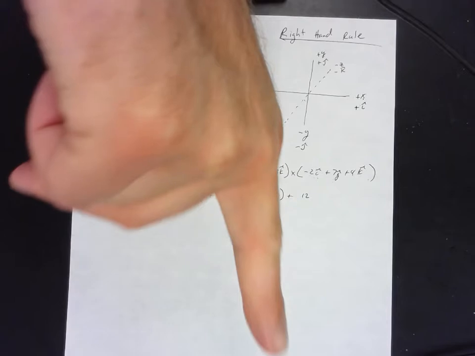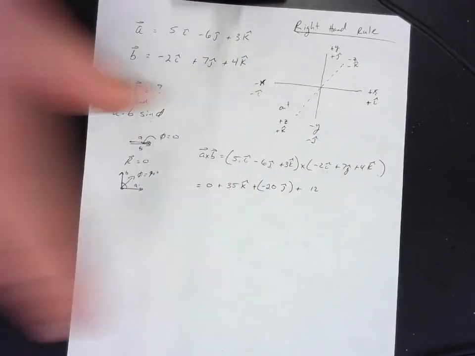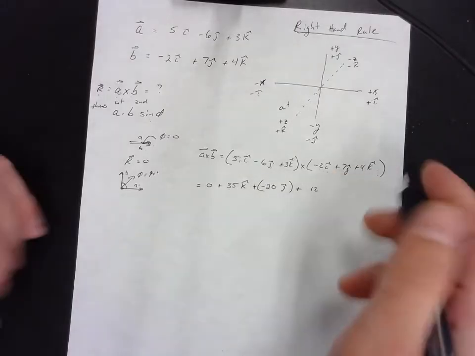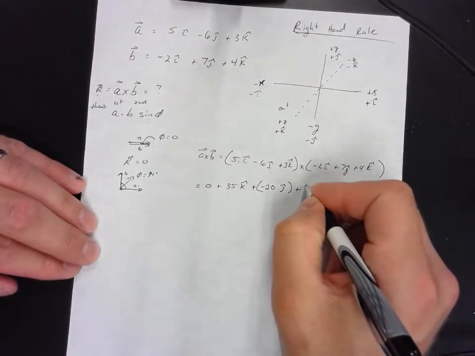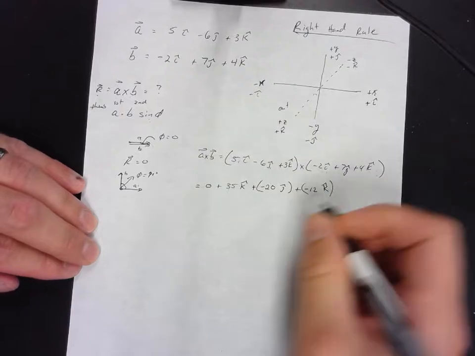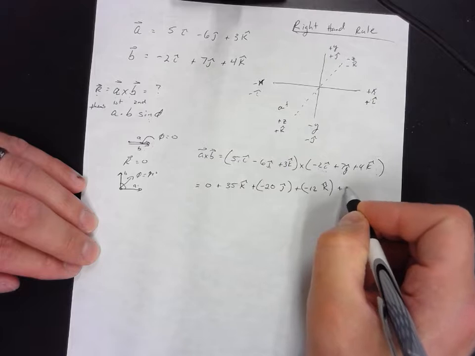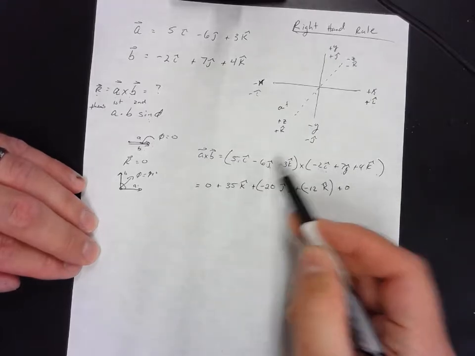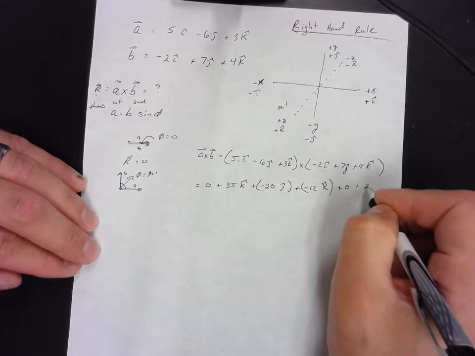You can't see my thumb because it's touching the desk. It's pointing into the page. So that means that that is a negative K. All right, so that's the J cross the I. J cross J is 0. And now we have the J cross the K. You can do the multiplication, which is 24.